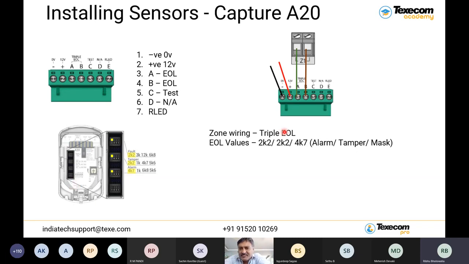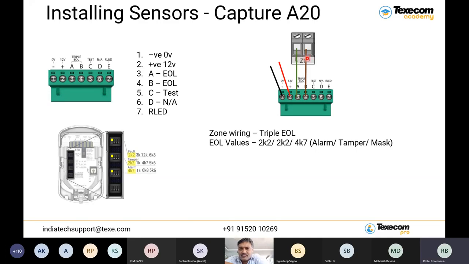So here is the connection. Very simple. Just like any other PIR motion sensor. The only thing you need to take care about, I will tell you at a later stage. First, see the connection from A and B terminal. Take out 2 wires and connect on the zones.